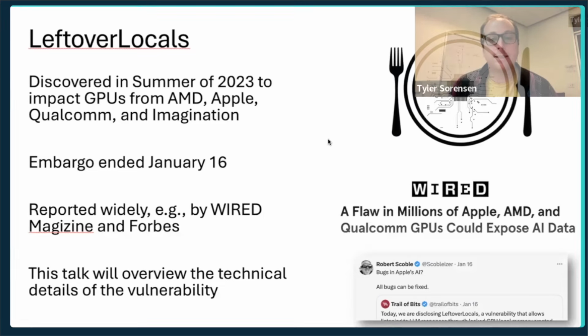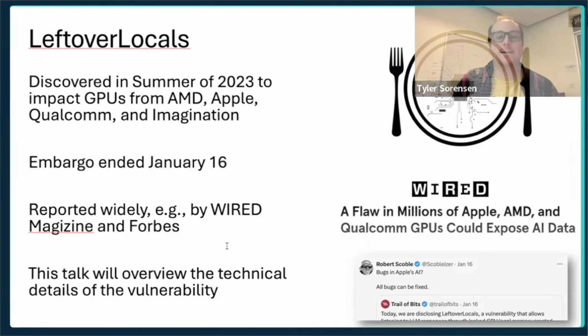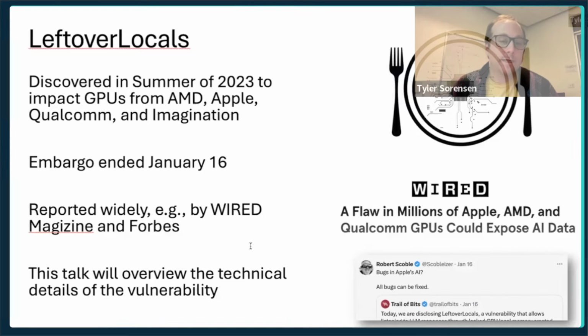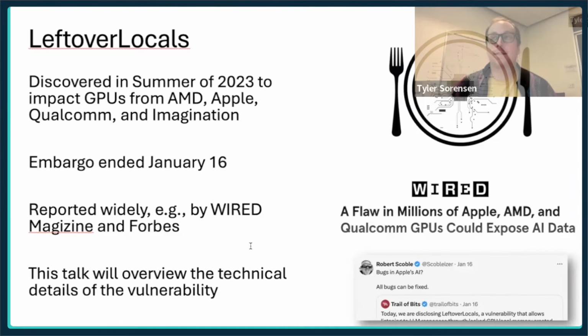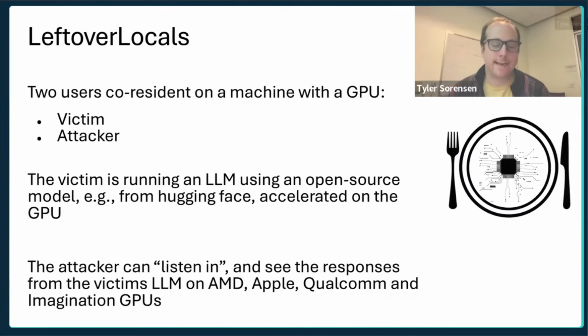We reported it publicly January 16th. It made a little bit of a splash. It got reported by Wired magazine and Forbes, and got some tweets from leaders in the AI community. What we're going to do in this talk is overview the technical details of this vulnerability and think a little bit deeper about the security of the systems that we run all of our cool AI stuff on. Let's nail down what this is.